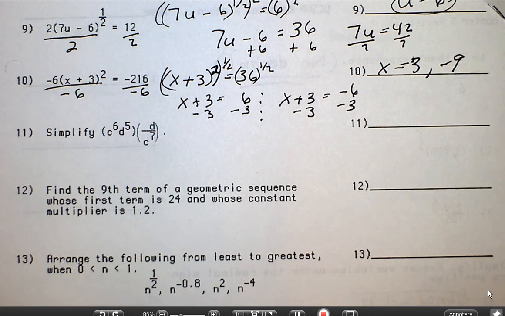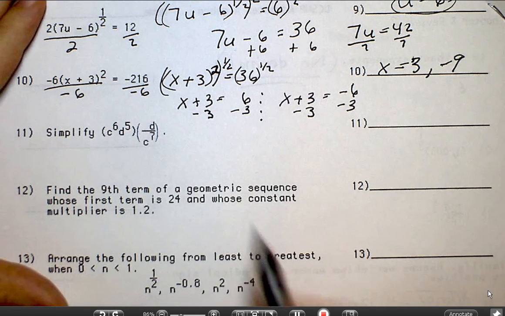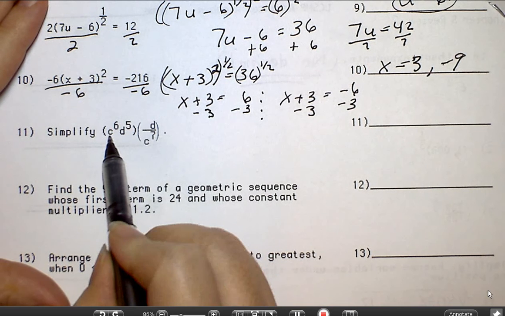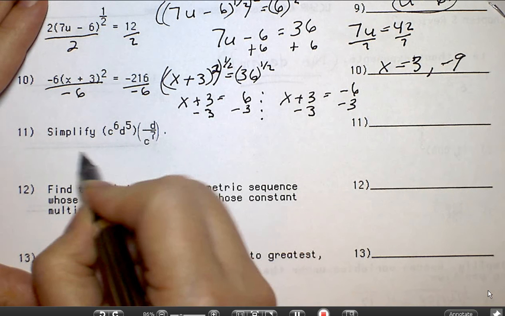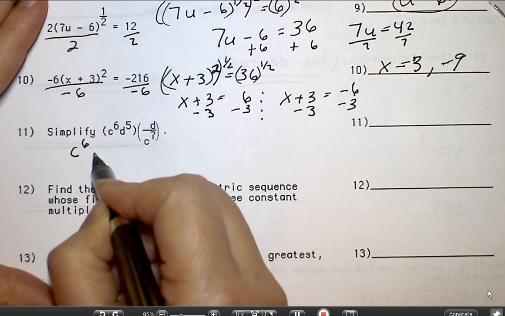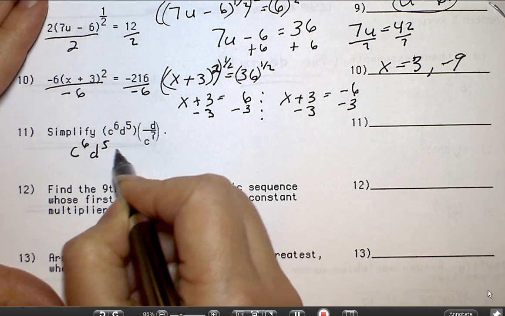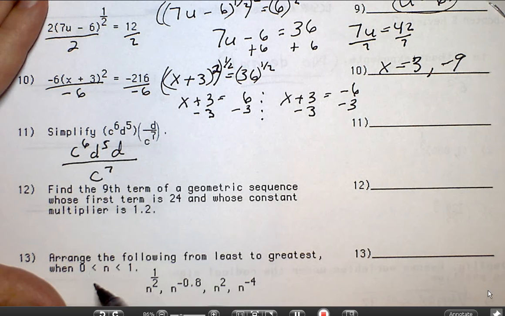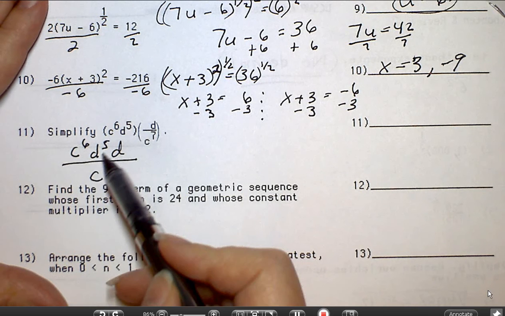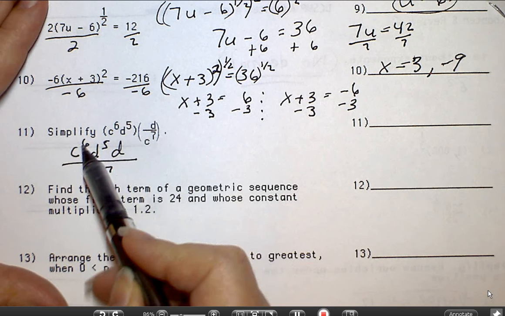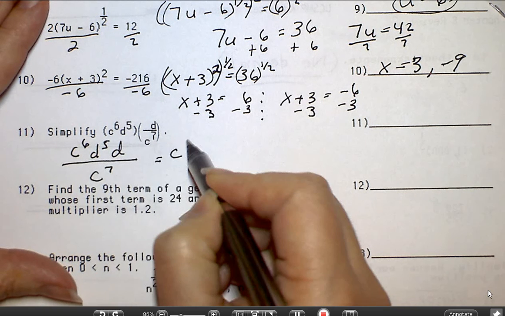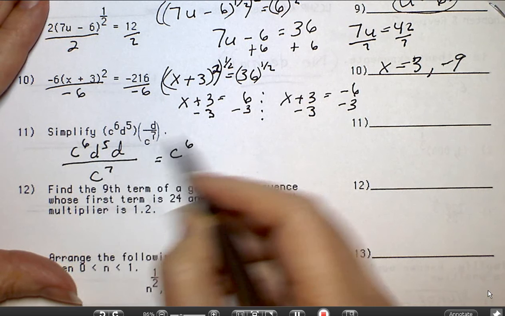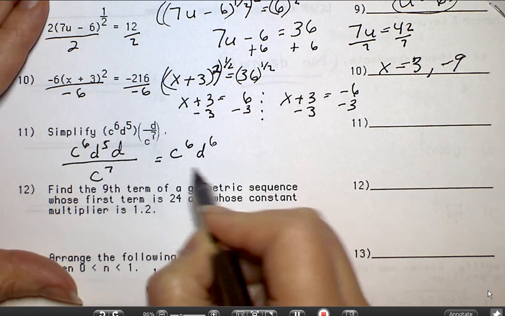Alright, the easiest thing to do is let's see what's on the top and what's on the bottom. So on this 11, which is to simplify, we have c to the 6th, d to the 5th, and then d is also on the top. That's all over c to the 7th. Well, on the top I'm going to leave this c to the 6th for a second, and I'm going to clean up my d's. So I have 5 d's, and then I have one more d, so that means I have 6 d's. So I have 6 d's multiplied together.